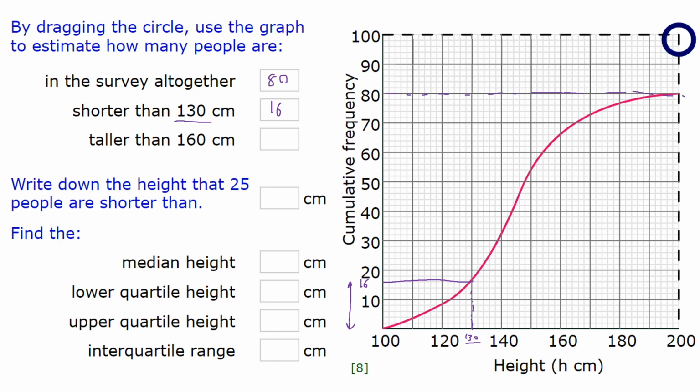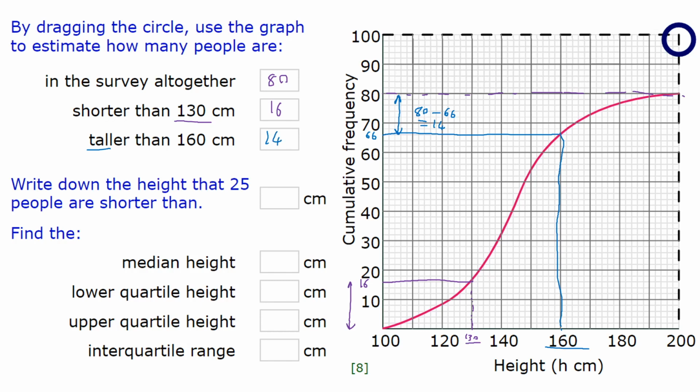If they're taller, we do it in reverse. So we go to 160, same thing. We go to 160 and we find that the cumulative frequency is equal to 66. To work out how many people are taller, it's going to occupy this space here because it's everything more, they are taller. That's just going to be 80 minus 66, which is equal to 14.